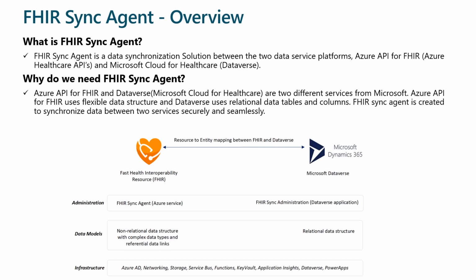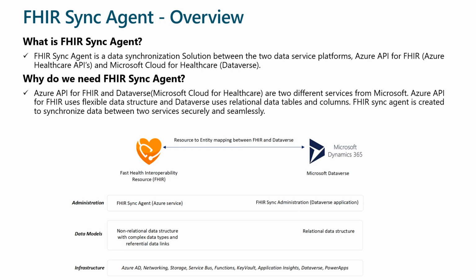In this first part, we'll start with FHIR Sync Agent overview. What is FHIR Sync Agent and why do we need it? FHIR Sync Agent is a data synchronization solution between two data service platforms, Azure API for FHIR and Microsoft Cloud for Healthcare. Please note that Azure API for FHIR is a part of Azure Healthcare APIs. And for the context of this FHIR Sync Agent talk, we would be referring to it as Azure API for FHIR or FHIR service. And Microsoft Cloud for Healthcare backend is Dataverse.